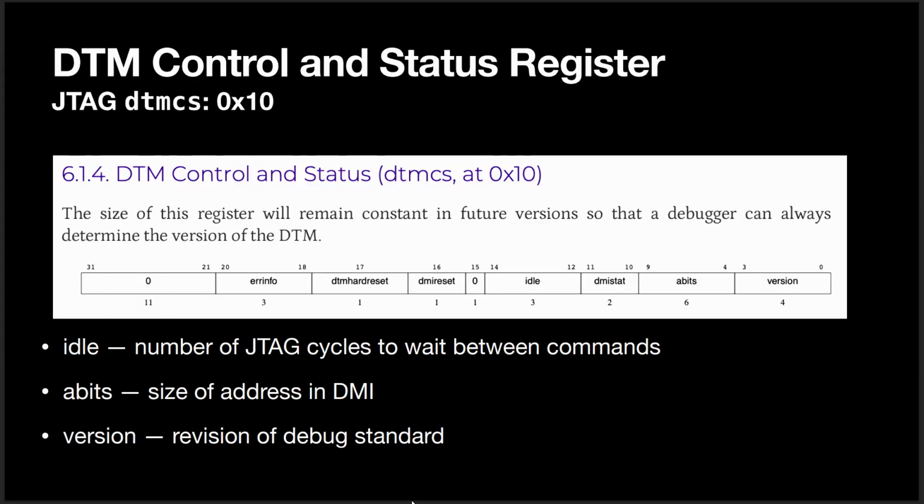So for DTMCS, it looks like this. And this is the sort of register, again, we're going to read more or less exactly once and then never again. It contains one field that's the number of times you need to let it idle. For the most part, this will be 0. It contains the size of the address bits that we'll see in the next slide, and it contains the version of the debug standard. So for the most part, you're going to be reading this and making sure that it's what you think it is, and then never read it again.